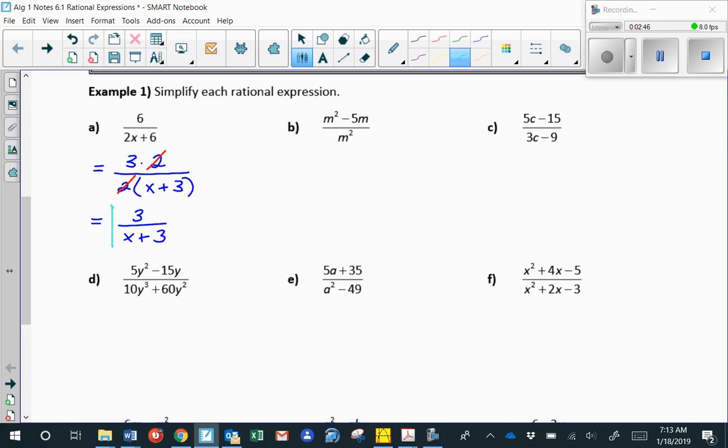What I want you to notice is we are not going to cancel the 3's because the 3 on the bottom is not a factor, it's a term. In other words, it's not multiplying, but it's being added.